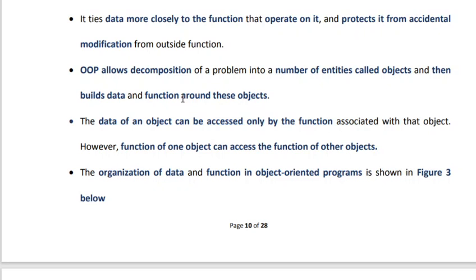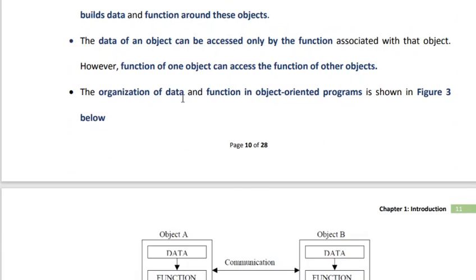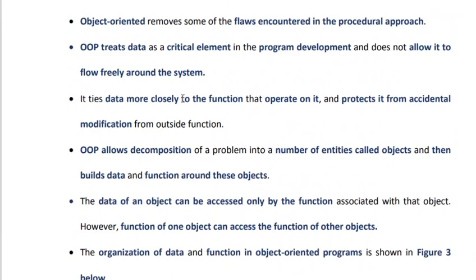However, a function of one object can access the function of another object, but only through message passing. So one object can pass a message to the other object for exhibition of a particular behavior, but the address of the behavior will be hidden from the sender object. So these are some of the important characteristics of object-oriented programming.